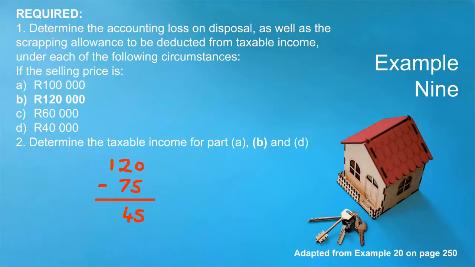No, wait. The capital profit is going to be 20,000, right? And how did we get that? We said because we sold it for 120, but it cost us 100. So the capital portion is 20. The remainder is going to be non-capital profit, right? The 25 is going to be the non-capital profit. Okay. Does everybody understand that?